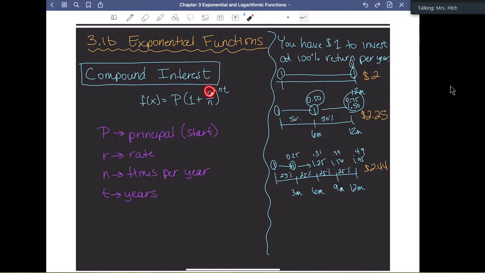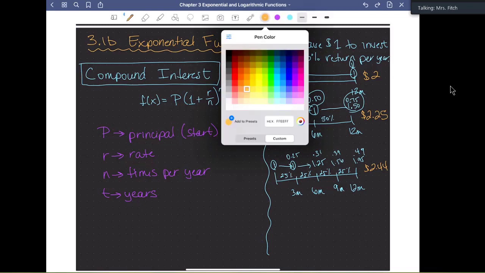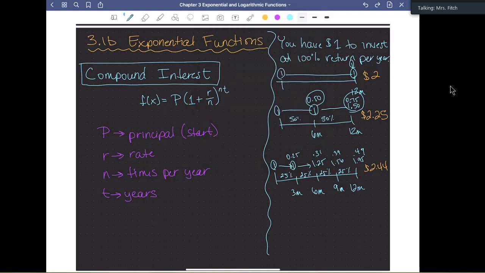R is our rate, so our rate would be our percentage. We just need to make sure that when we are looking at percentages, if I gave you a rate of 7%, we usually don't put 7% into our calculator. We convert this into a decimal, right? This is 7 out of 100, so this would be 0.07. That's probably one of the common mistakes that some people make, is they do not convert that percentage into a usable decimal when it comes to the problem.